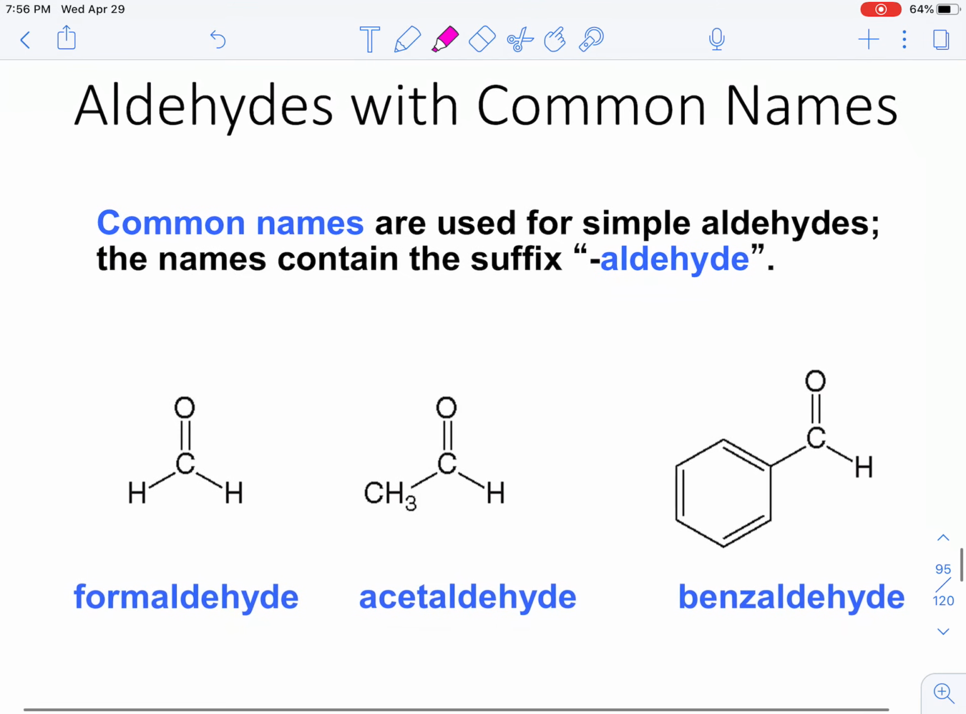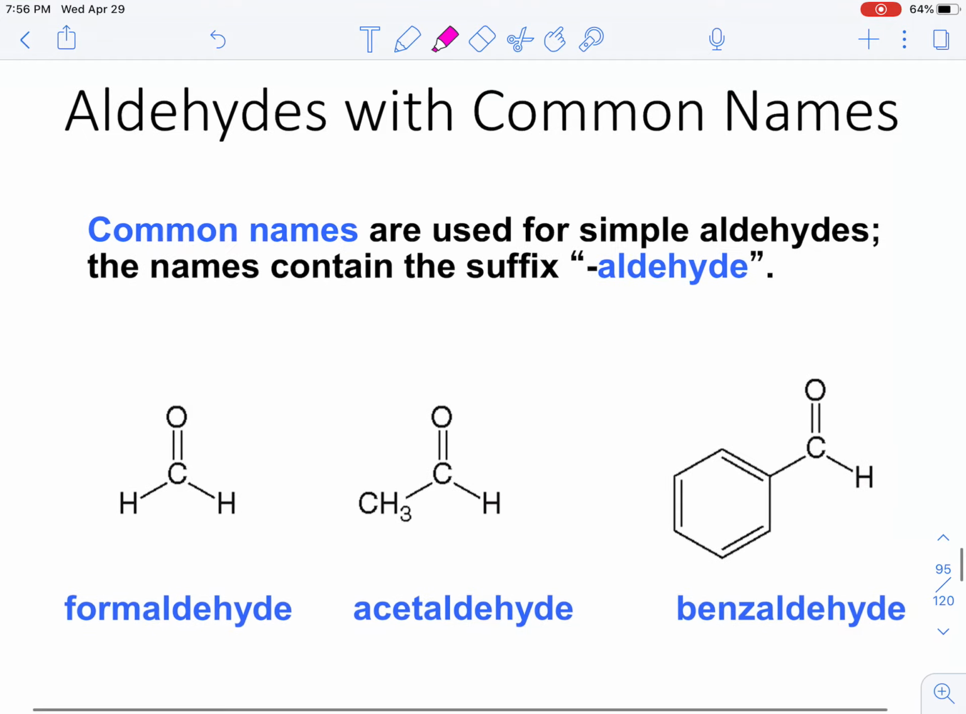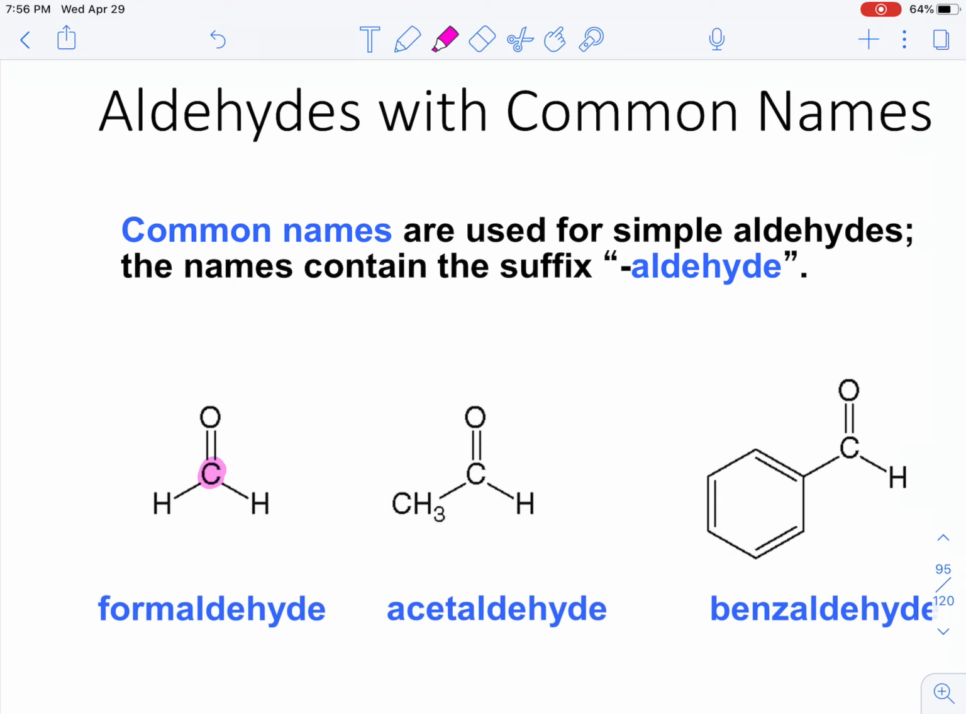So aldehydes also have common names that you guys can use. And so these common names can only be used for very simple aldehydes. If you have a 1 carbon aldehyde, and you'll notice that there's no other carbons except for the one that I highlighted, that's known as formaldehyde. So the common name for a 1 carbon aldehyde is formaldehyde. If you have a 2 carbon aldehyde, then its common name is acetaldehyde.